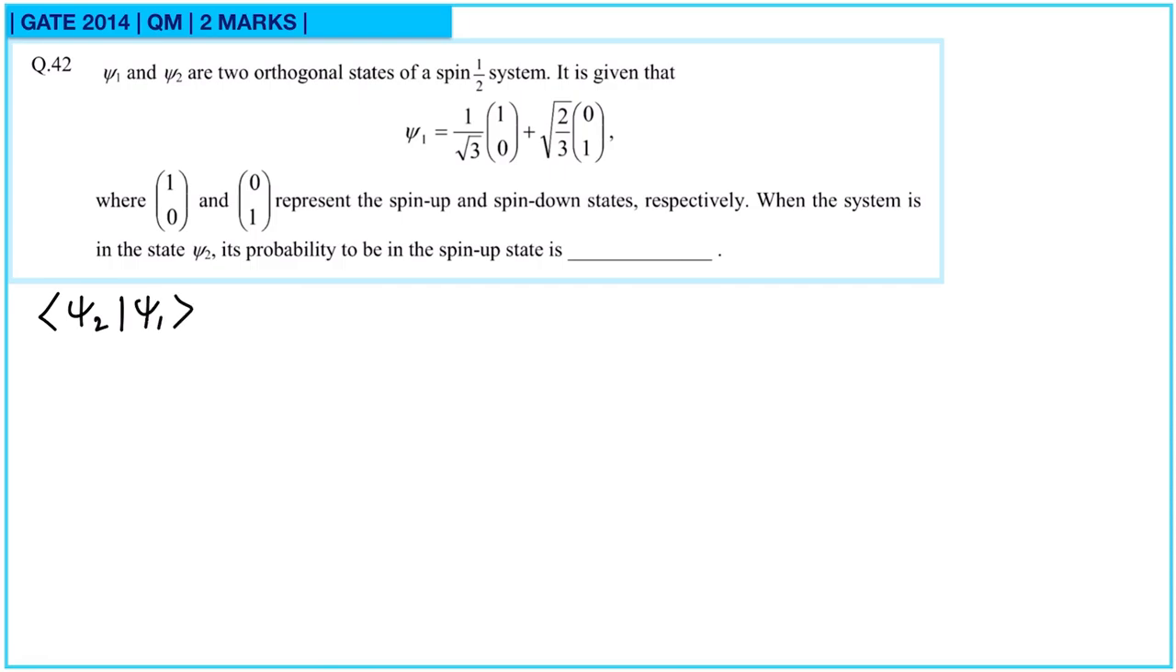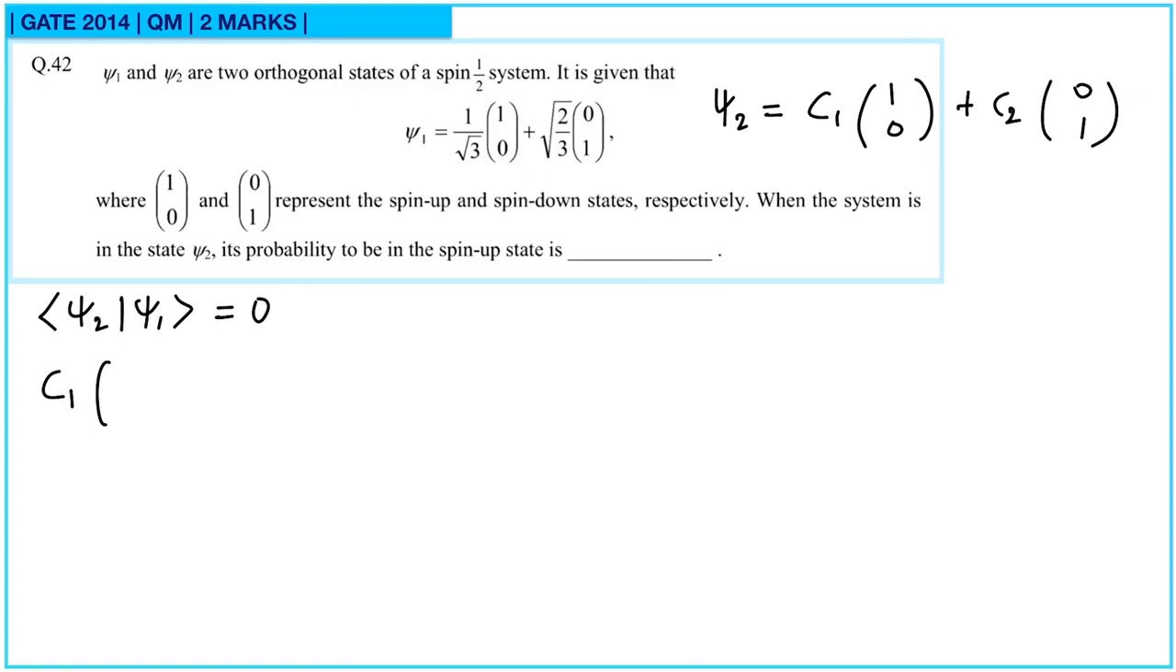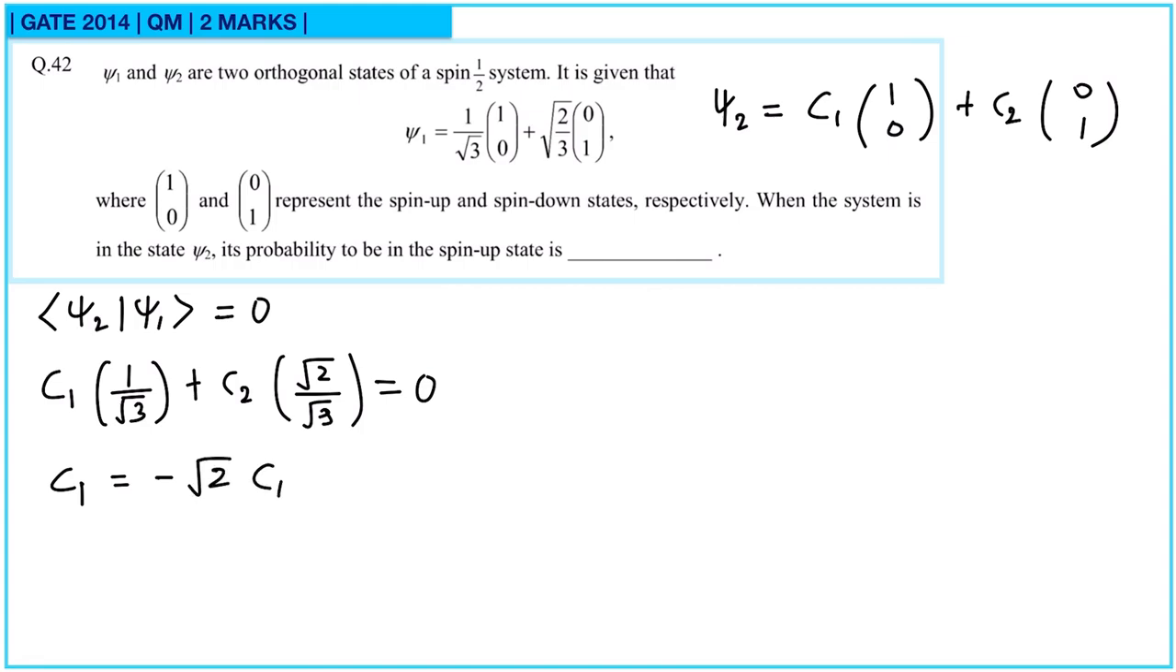So ⟨Psi 2|Psi 1⟩ will be equal to 0. Let us assume that Psi 2 is C1 |1 0⟩ plus C2 |0 1⟩, and we will find C1 and C2. So that means C1 times 1 by root 3 plus C2 times root 2 by root 3 is equal to 0. That means C1 is equal to minus root 2 times C2.